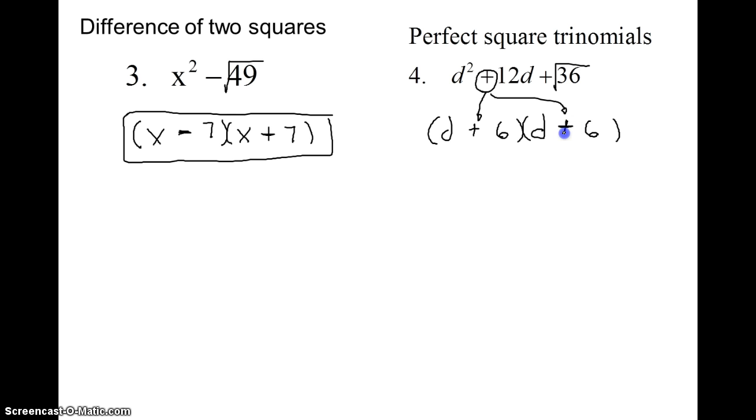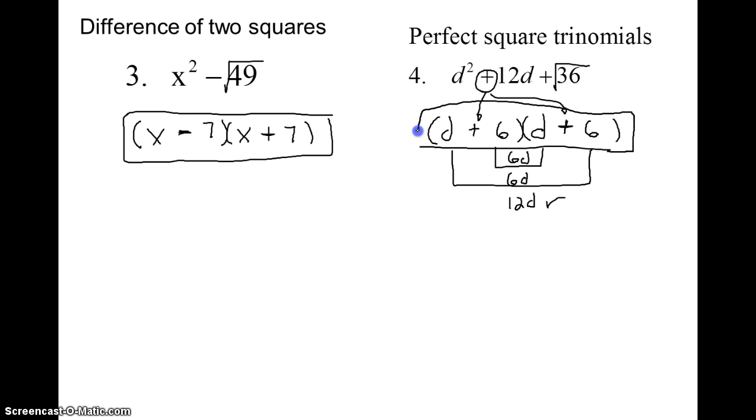Alright? Two things that I want you guys to check. First, when you have a perfect square trinomial, you must have a plus here. If this is a minus, it's not a perfect square trinomial, you must have a plus. And the second thing is when you multiply the inner, 6d, multiply the outer, 6d, and if you combine the terms, you must get the term in the middle. 12d, 12d, it checks.